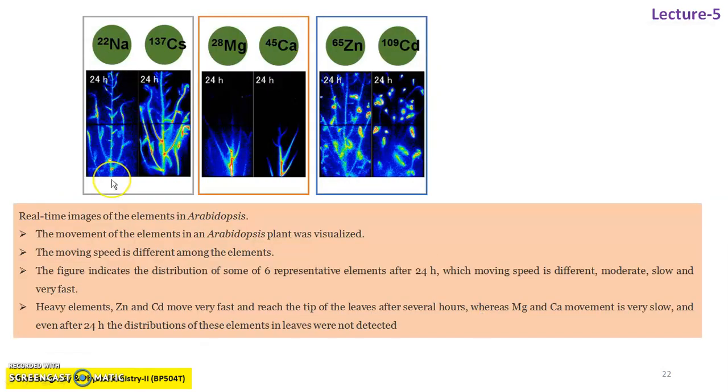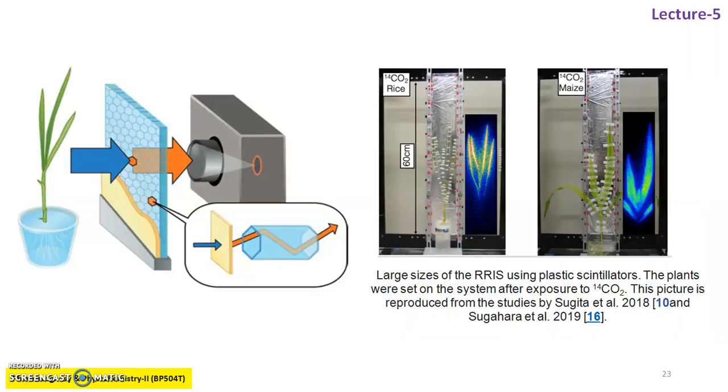So here the example is a maize plant in which sodium 22, cesium 137, magnesium, calcium, zinc, and cadmium types of radioactive isotopes are utilized. The reaction and rate of reaction, the time of reaction, is more in zinc and cadmium compared to magnesium and calcium when this emitted the fluorescence light. It was visualized in Arabidopsis plants.